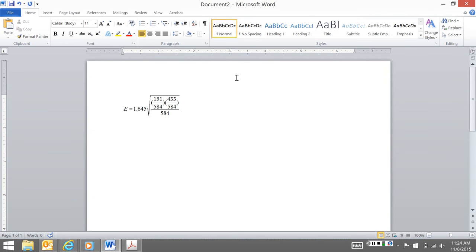Then you simply get out your calculator. Remember, order of operations: start on the inside. So I'm going to do 151 divided by 584 times 433 divided by 584. And that is not what I just got. Oh, okay, let's try this again. When I'm talking and putting something in my calculator, I often put the wrong thing in. See, 433 minus 584. There we go. I've got about 0.1917.